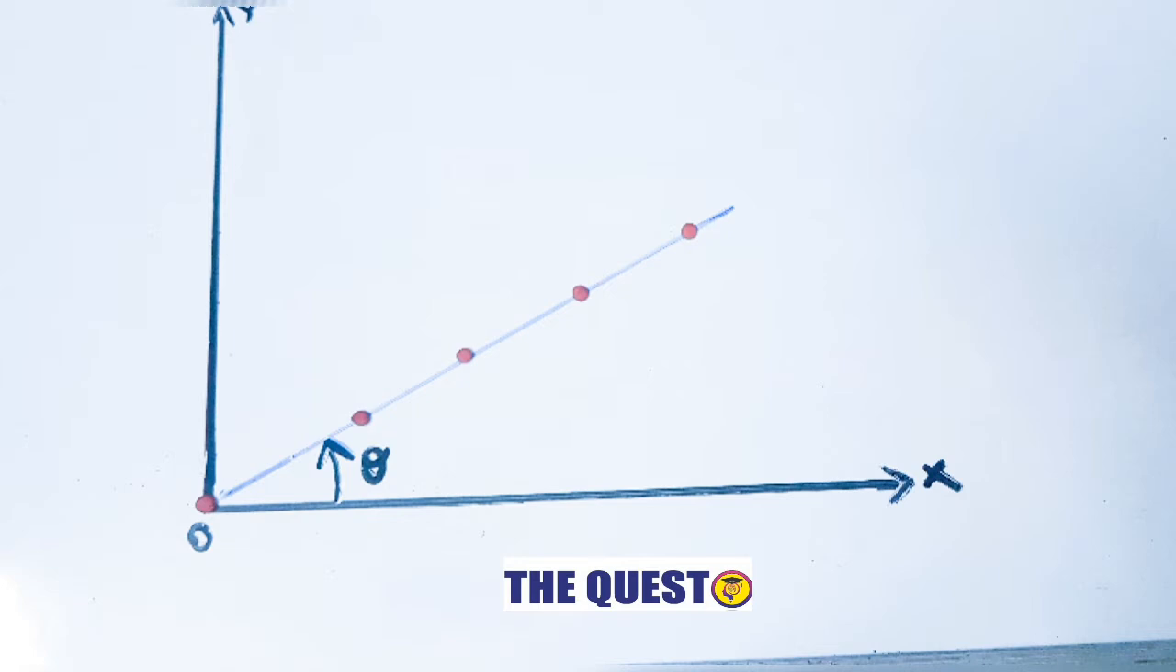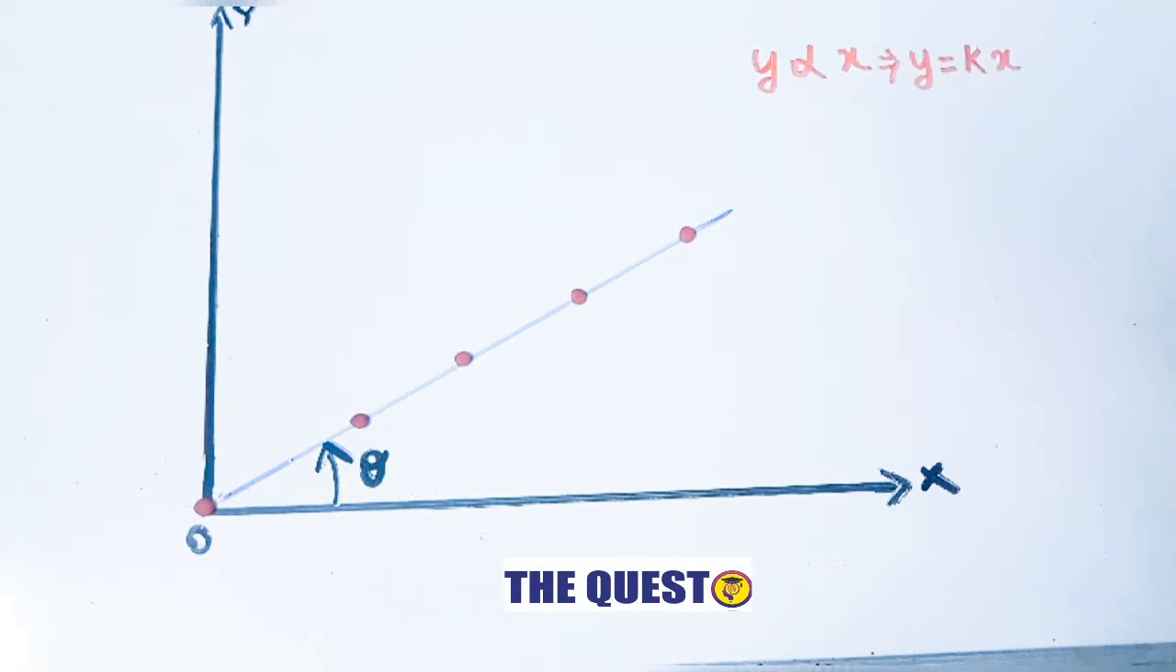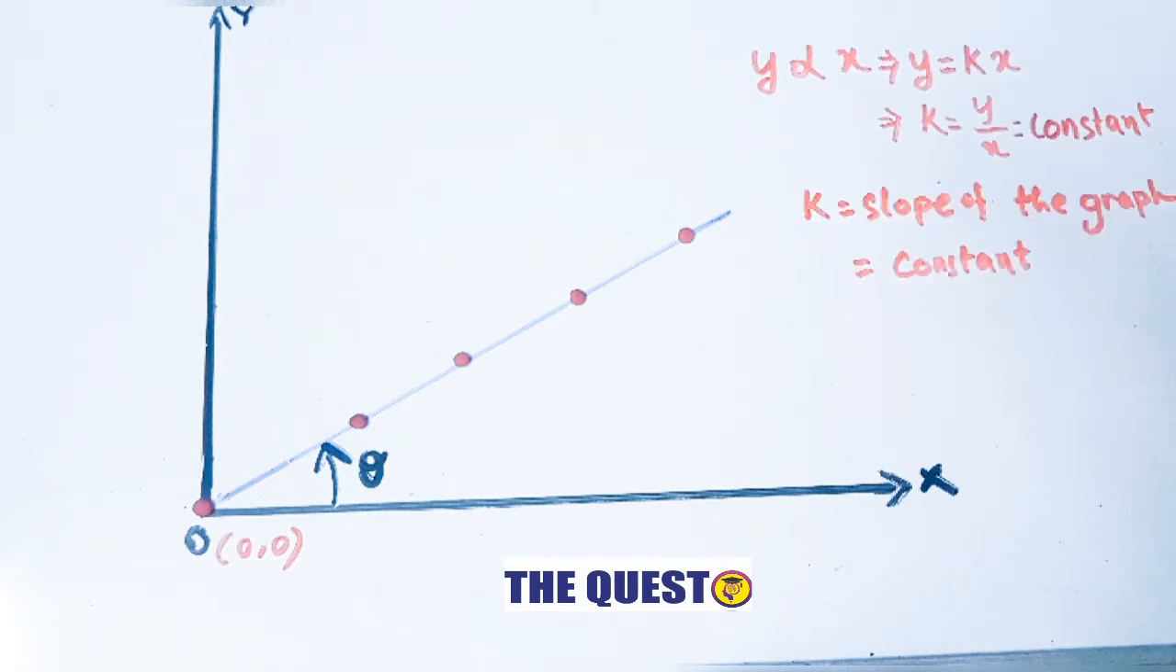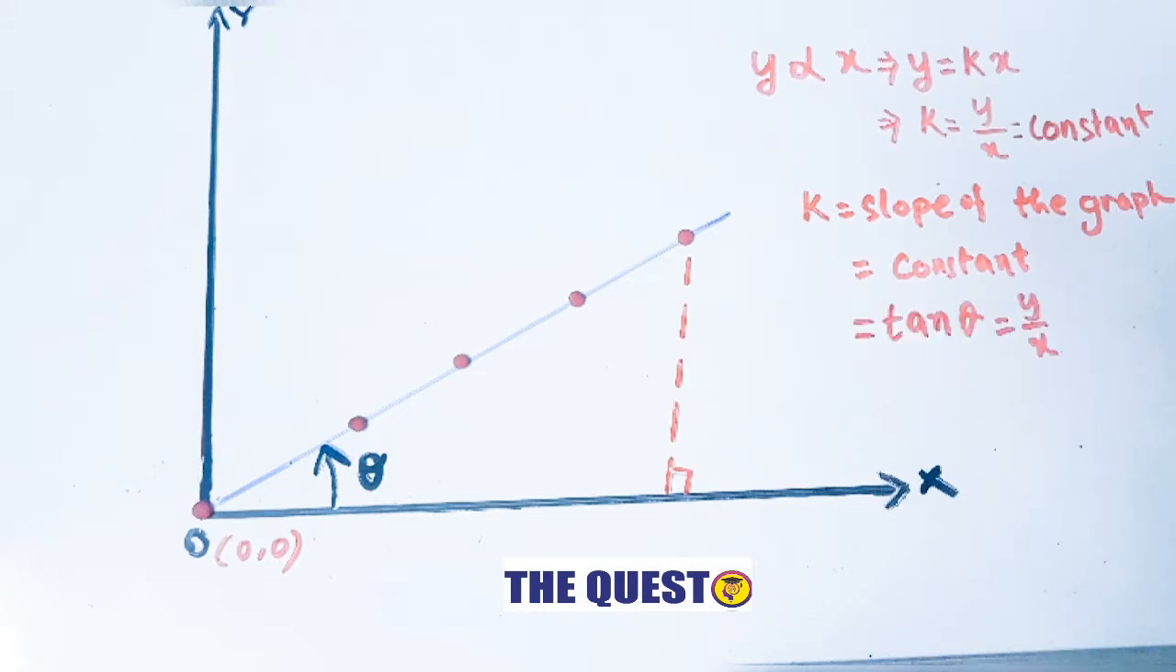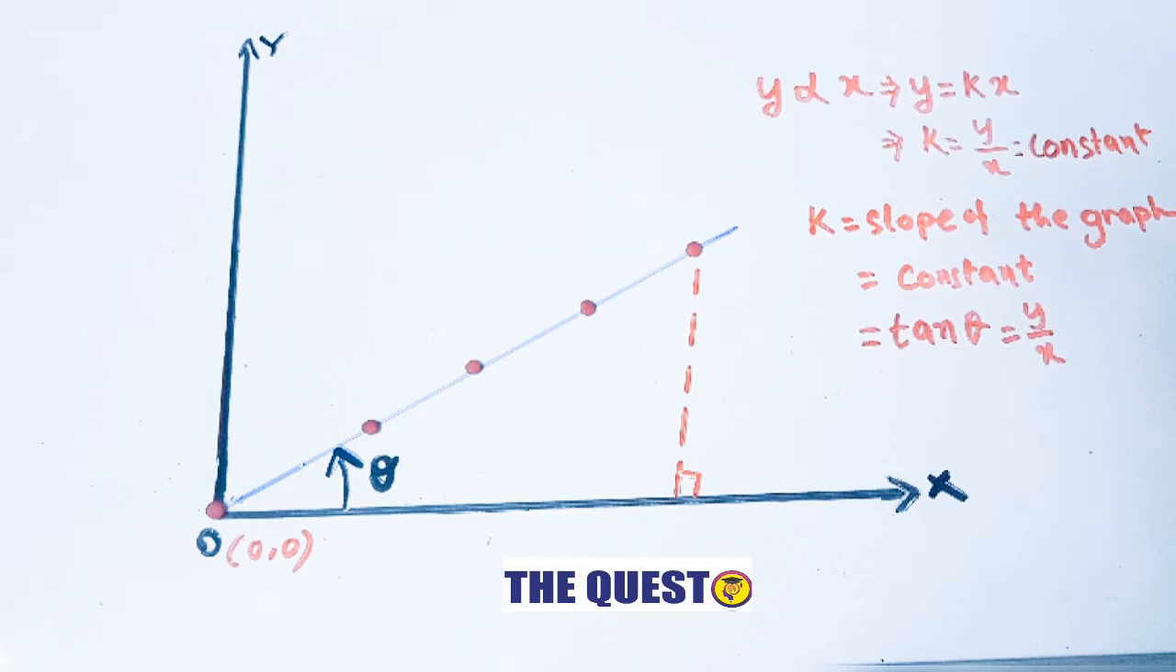Now consider another straight line, but this time making an angle theta with the x-axis. Here we can clearly see that y is directly proportional to x. Therefore, y is equal to some constant k into x. This implies k is equal to y upon x, or change in y upon change in x. It is also termed as the slope of the graph, where k is equal to tan theta, which is equal to change in y upon change in x.